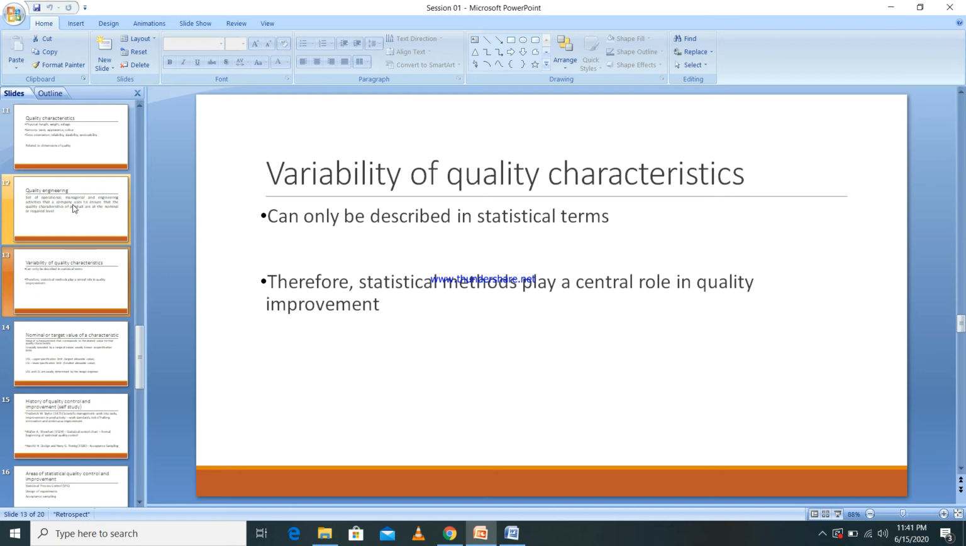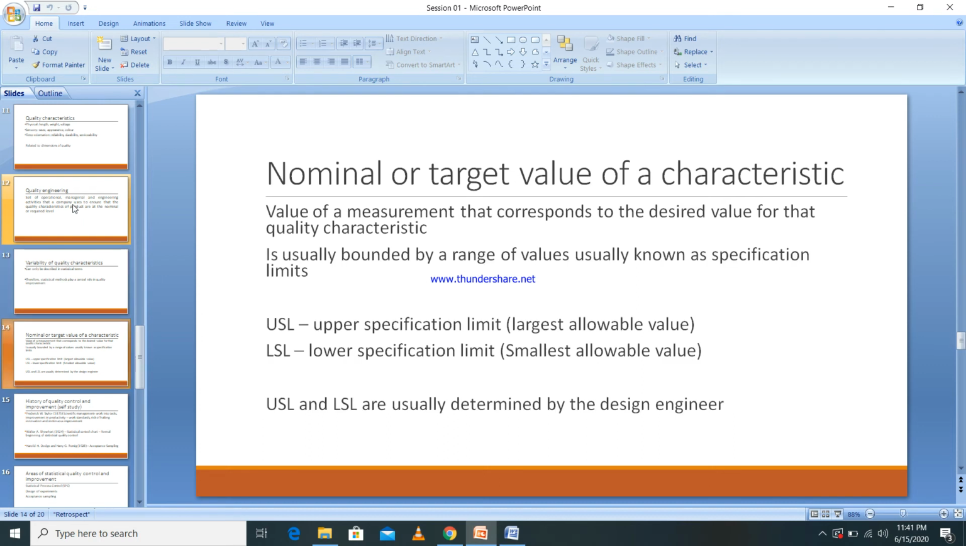So likewise, you have to check the variability of all the characteristics of your product or the service. When you check this variability, it can only be explained by statistical terms. So because of that, statistical methods play a key role in quality control and also in quality improvement.